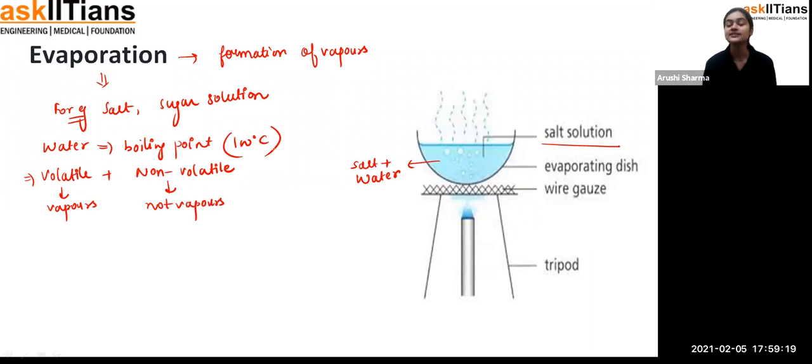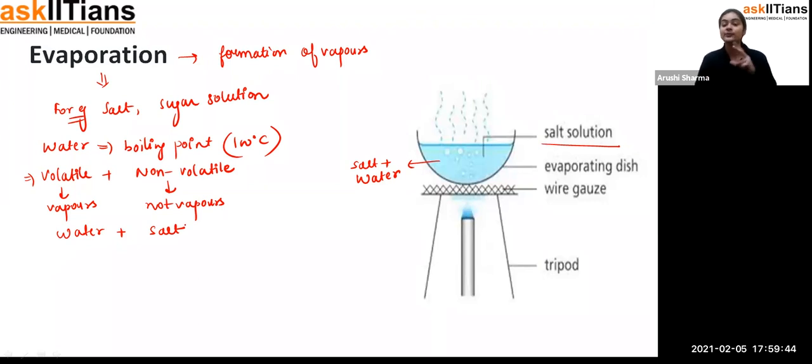So if you see the salt solution, in the salt solution, students, water is volatile, but the salt is not volatile. So what will happen, students, when you start heating it? The salt is non-volatile, so the vapors of the salt are not going to be formed. So definitely whose vapor is going to be formed? Water. So that's how, when you start heating, water converts into the vapors and the salt will be left behind. So that is the evaporation, students.